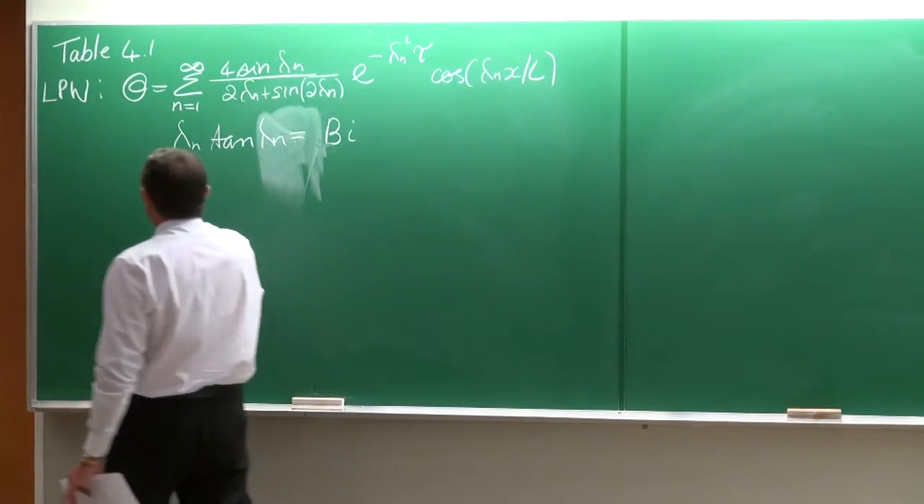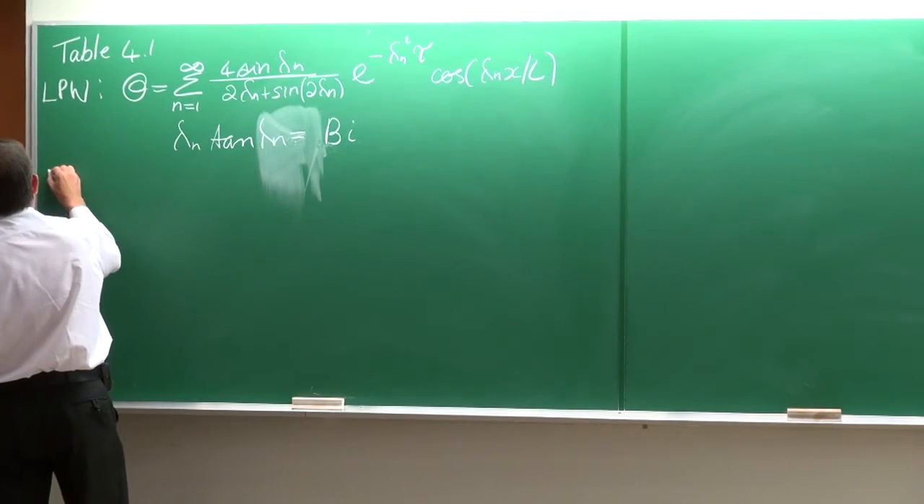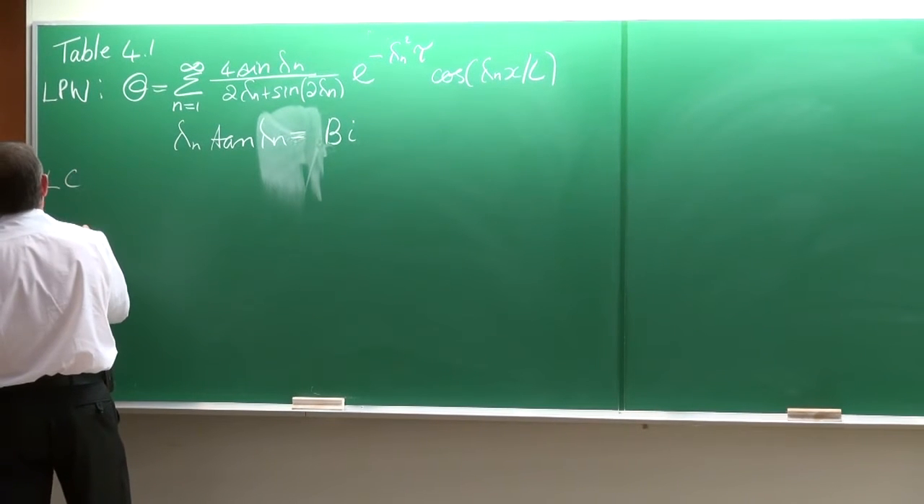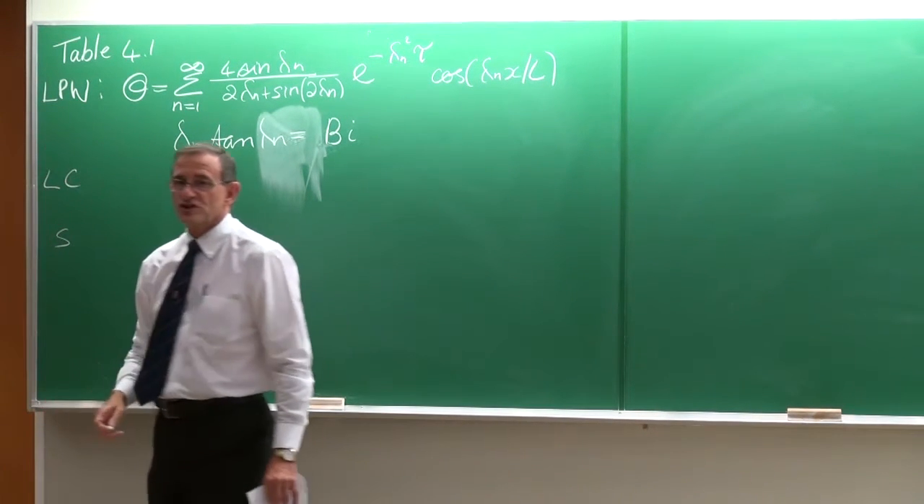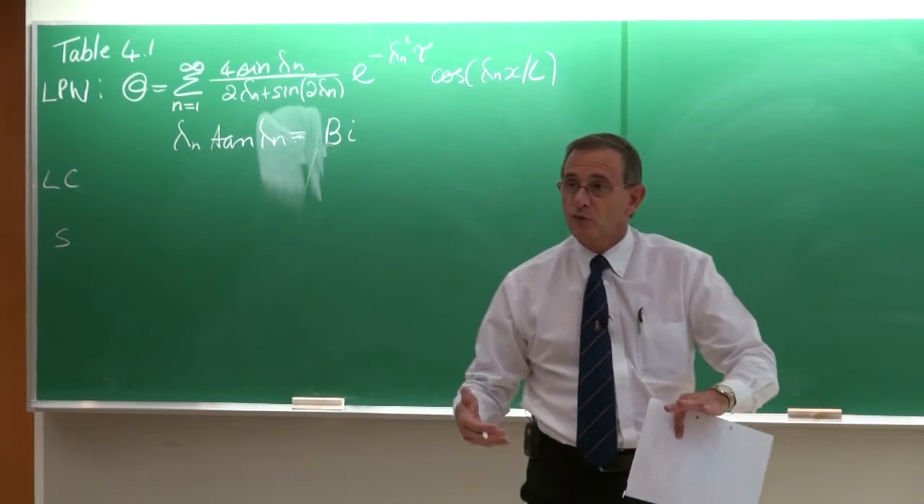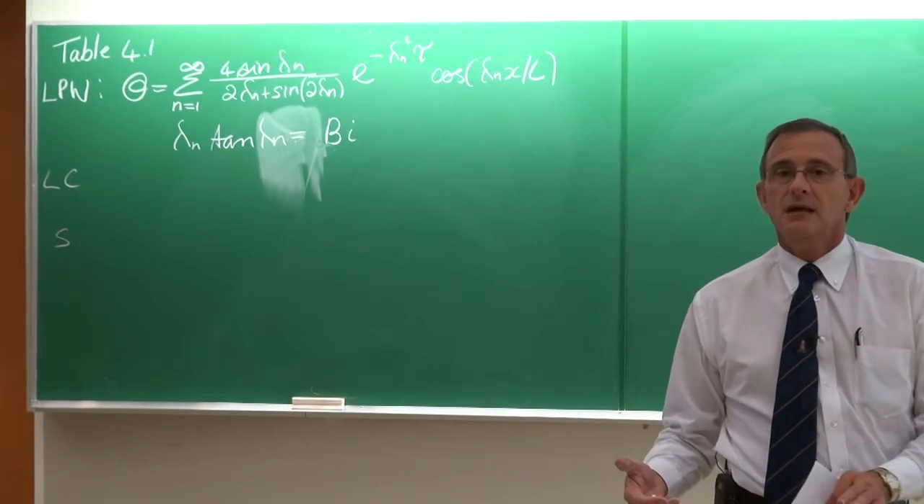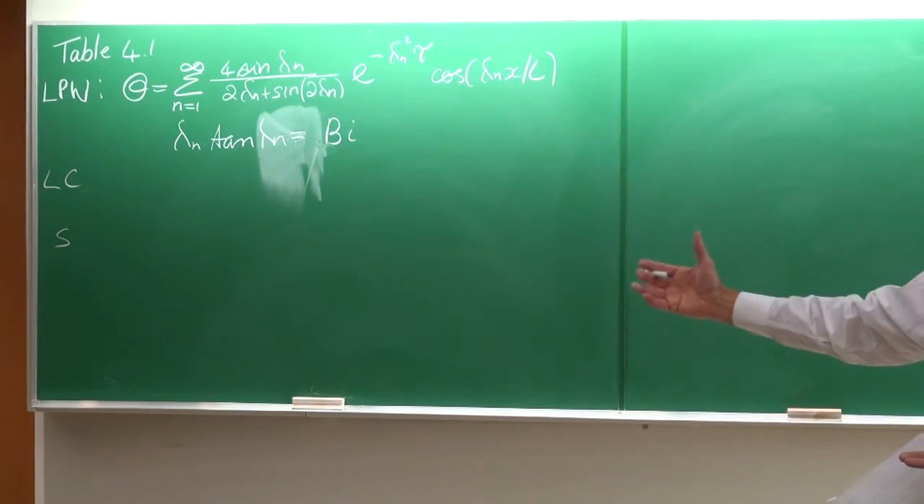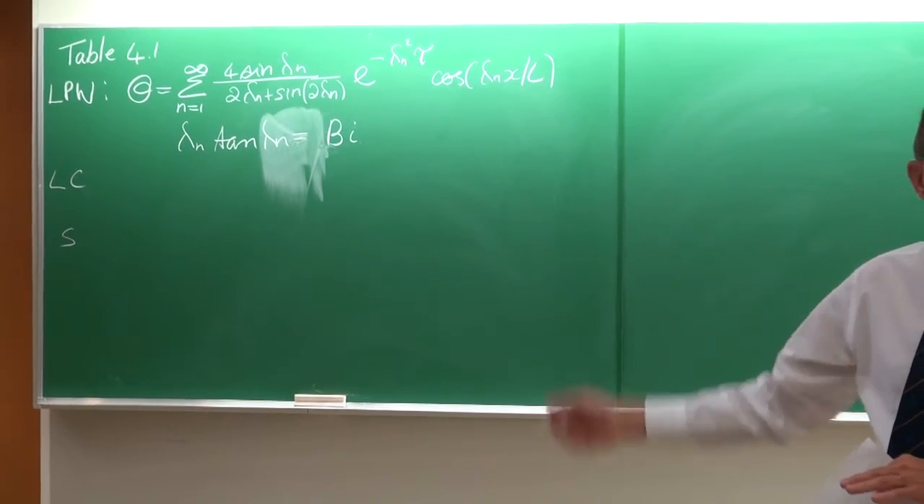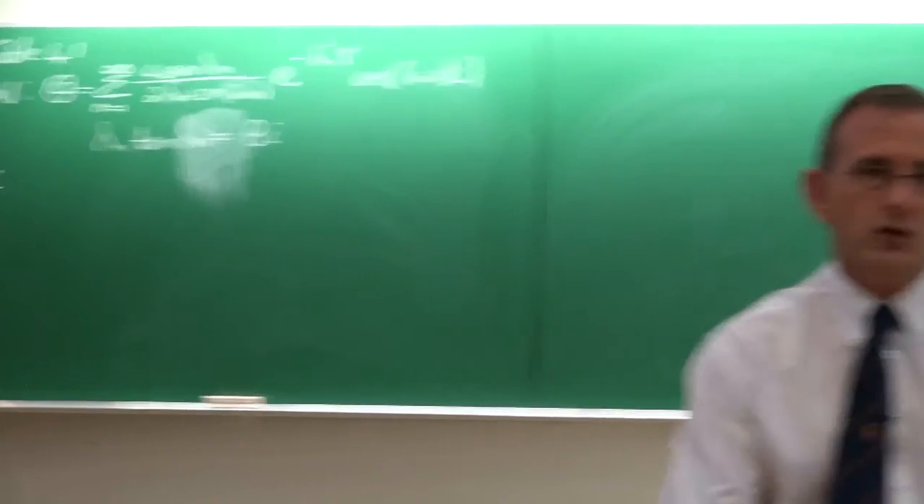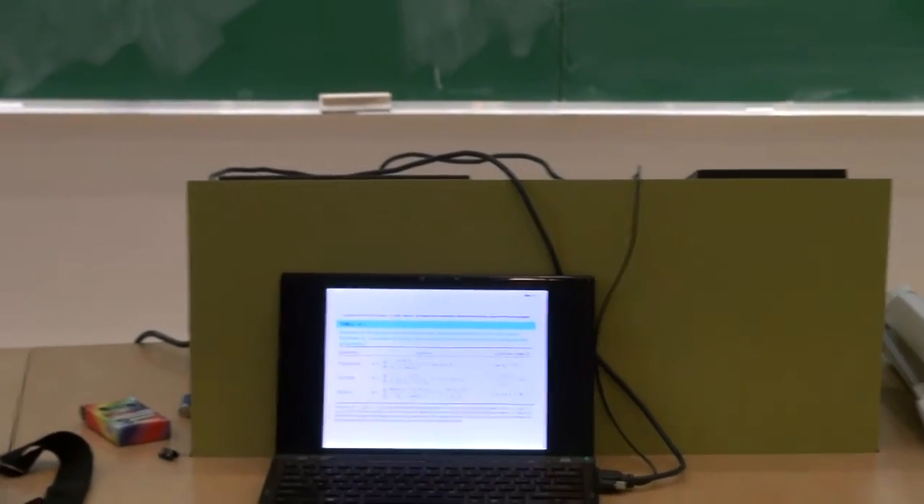But then I've also told you there's a solution for the long cylinder, and there's also a similar solution for a sphere. More complex, of course, in terms of the mathematics, but the results are all summarized in table 4.1. So let's look at table 4.1. Marlies, if you can zoom for me on table 4.1. There's all the results, okay?